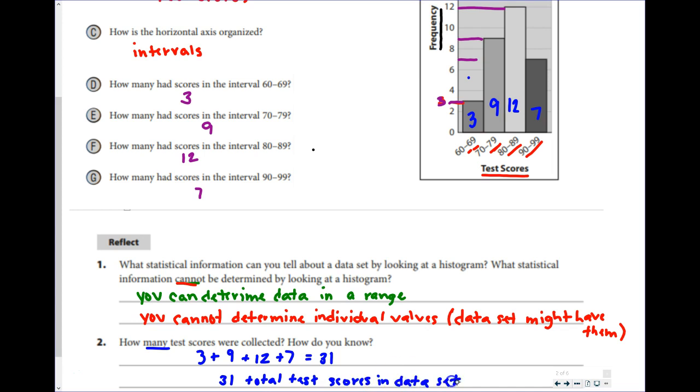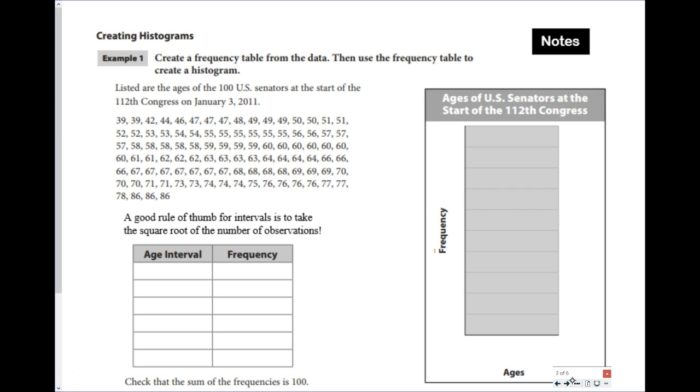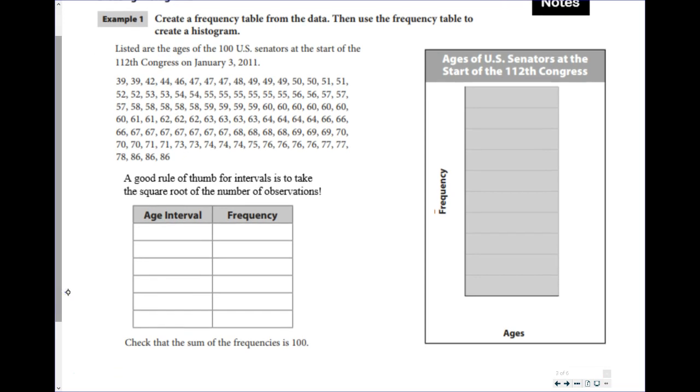Okay, so there's the basics of reading a histogram. That's page 1. So turn to page 2, and we're going to talk about how we create a histogram. Example 1 says create a frequency table from the data, and then use that table to create a histogram. Here I've got the ages of 100 U.S. senators at the start of Congress in 2011. So 7 years ago, we had 100 senators, and this was their ages. We want to create a histogram from this data set.